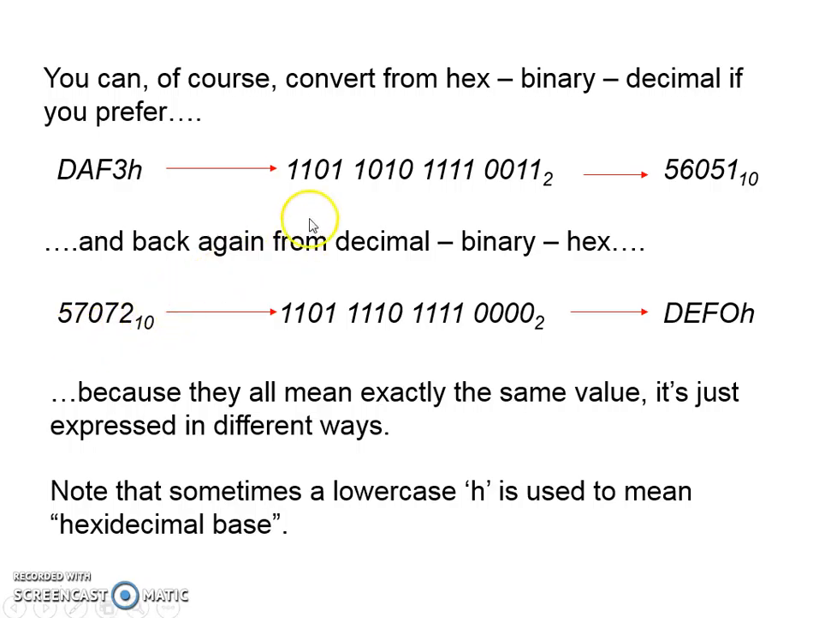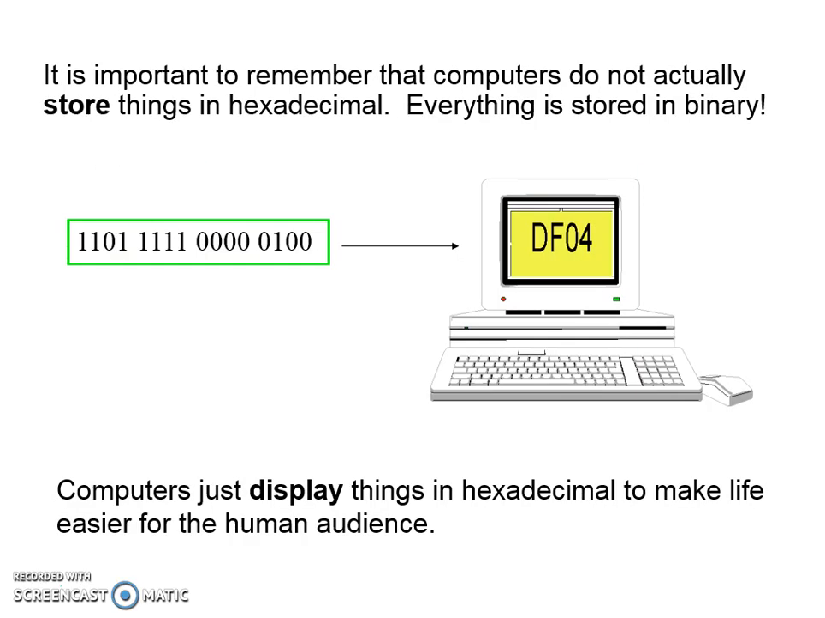Do keep in mind that you should use a lowercase h here. This lowercase h denotes hexadecimal base. Also, it's useful to keep in mind that even though computers display these hexadecimal numbers for us, they don't store them this way. Everything is stored in binary. This is really just to make it easier for computers to interact with human beings.